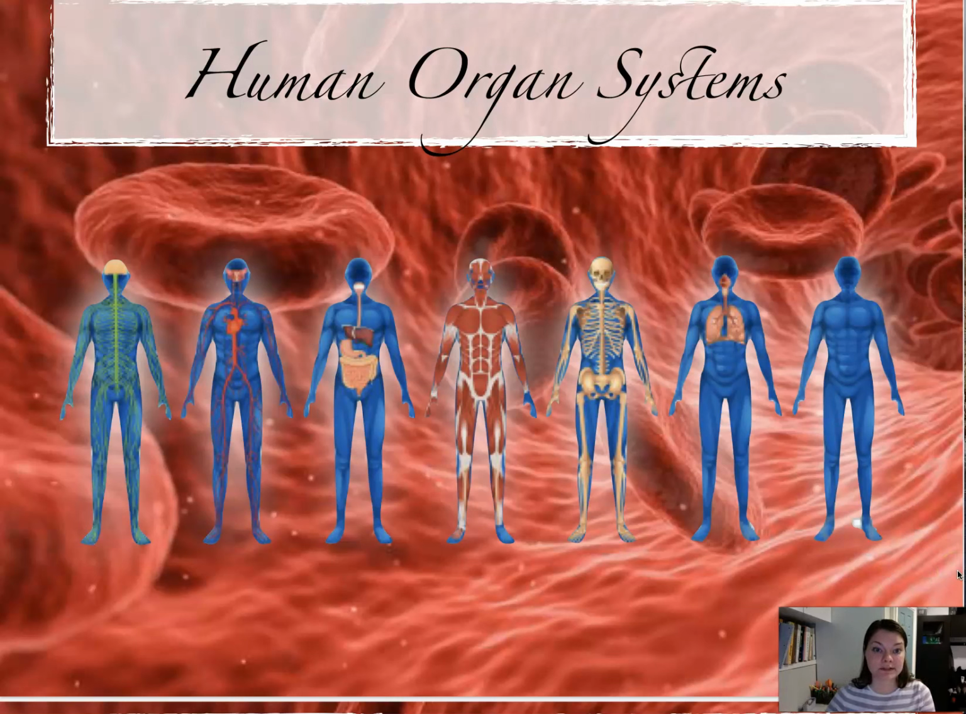Now would be a good time to recap what your different levels of organization are. We know that these are the organ systems, but what are organ systems made out of? What are those things made out of?